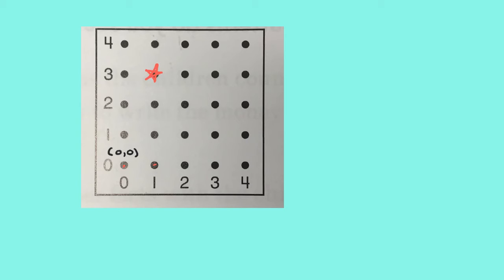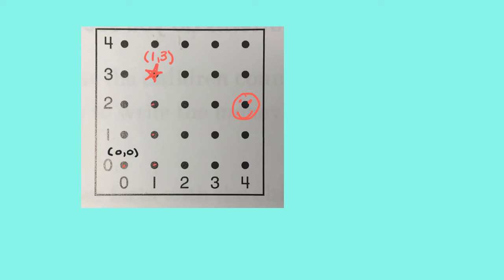Okay, so how far up do I need to go? Let's count. 1, 2, 3. So we need to go up 3 spaces. I went right 1 and up 3. So we will write the address like this: 1, 3. So the address for the star family is 1, 3.